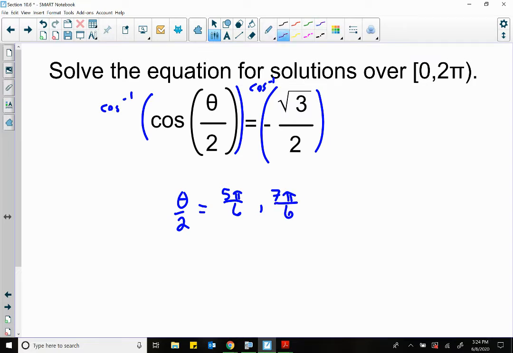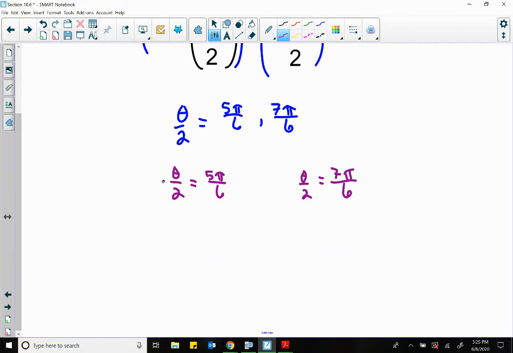But just like what we did in the last one, it's like two separate problems now because we got to go an extra step. And theta over 2 is equal to 7 pi over 6. So how do I get rid of division? Multiply by 2. This will give you theta equal to 10 pi over 6, which will reduce to 5 pi over 3.